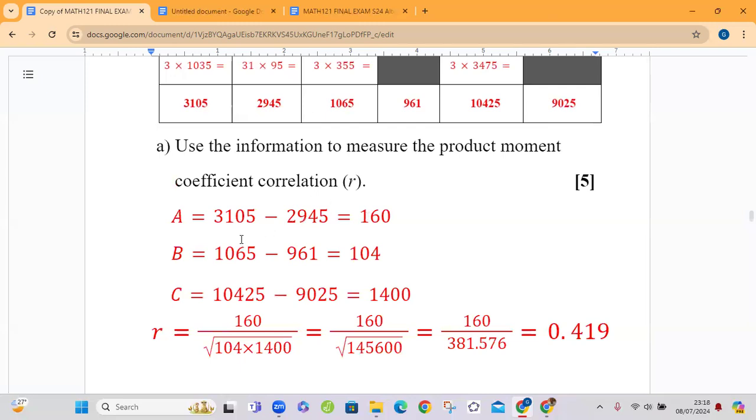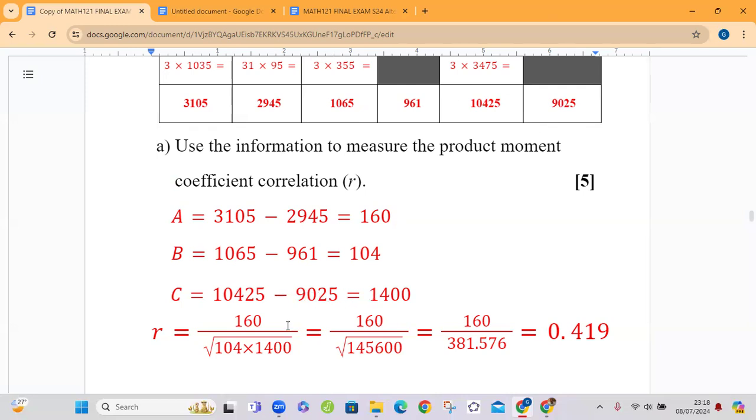The third number B is the third minus the fourth, which is 1065 minus 961, and it gives 104. And C now is the fifth number minus the sixth number, 10,425 minus 9025 to give us 1400.